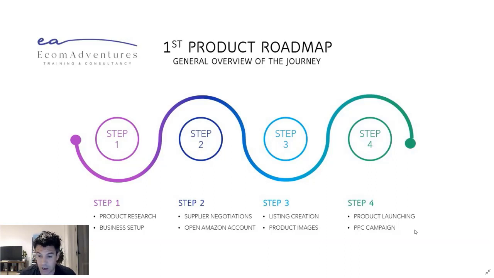Okay, so anyway guys, these are the basic 1, 2, 3, 4 steps to launch your product. Step 1, product research and business setup. Step 2, supply negotiations and opening the Amazon account. Step 3, listing creation and product images. Step 4, product launching and PPC.